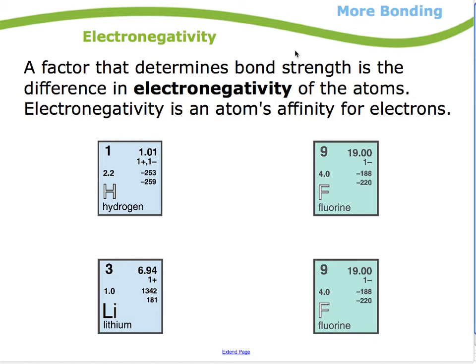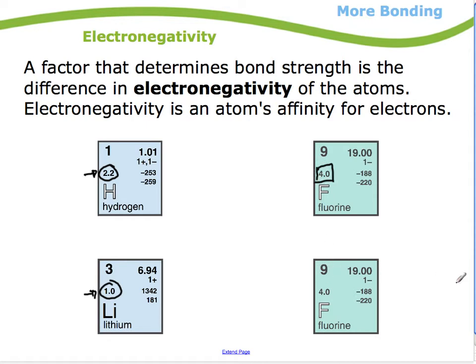On your periodic table, most periodic tables have these numbers listed. They're just a relative kind of number, where here hydrogen's number is 2.2, that's its electronegativity, and here lithium is 1. So I would sort of assume maybe that hydrogen would like electrons more than lithium. Look at some other ones. Oh, here's fluorine. Fluorine's electronegativity is 4.